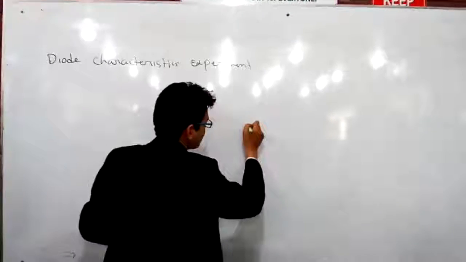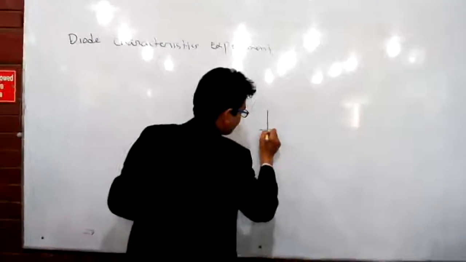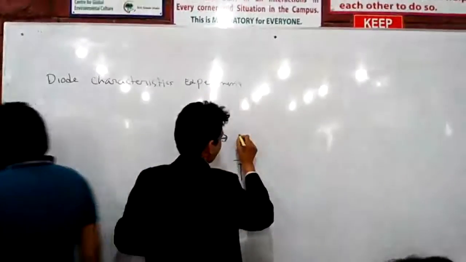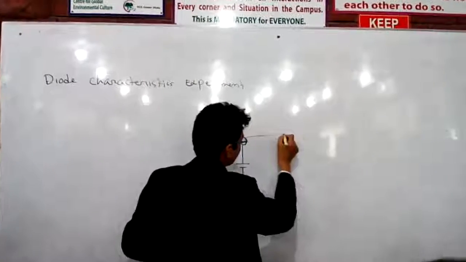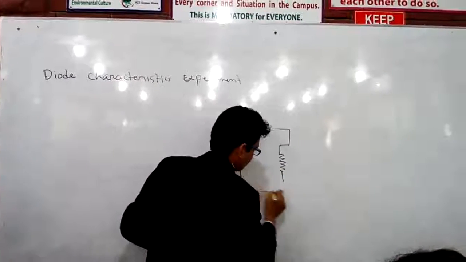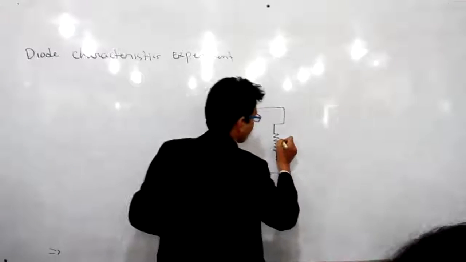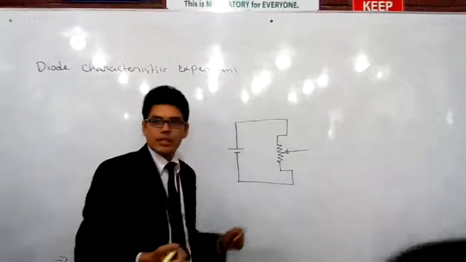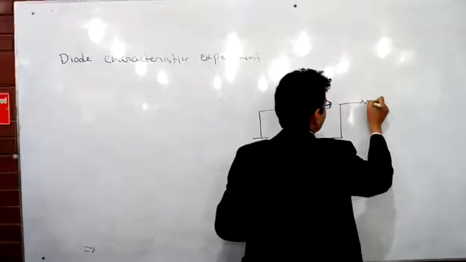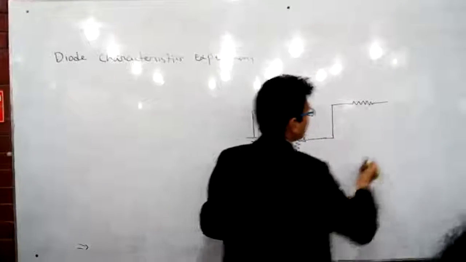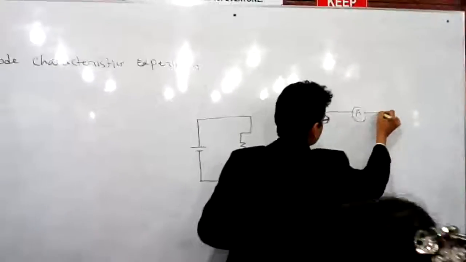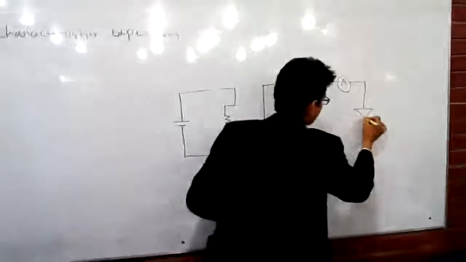So let's draw the circuit diagram. We'll have a fixed voltage source. Can you see that? Is that okay? There will be a resistor, and the emitter will be connected in series. Then the diode.